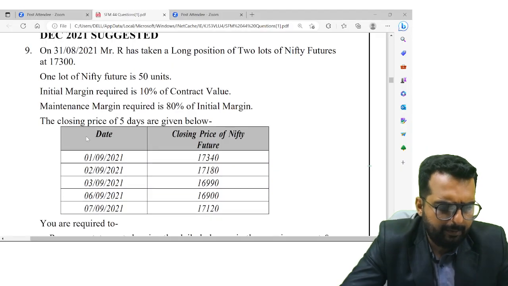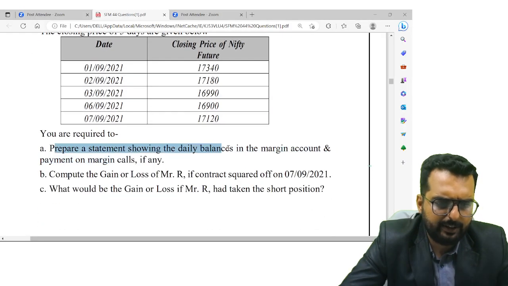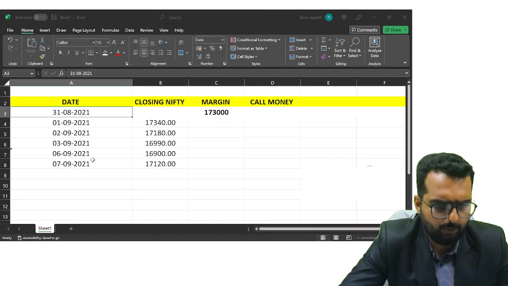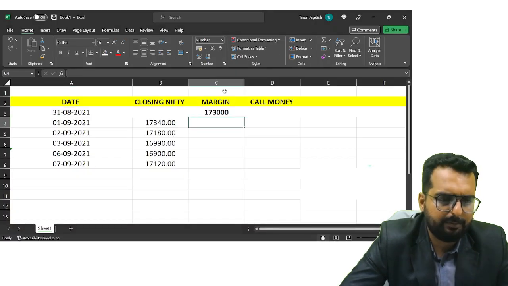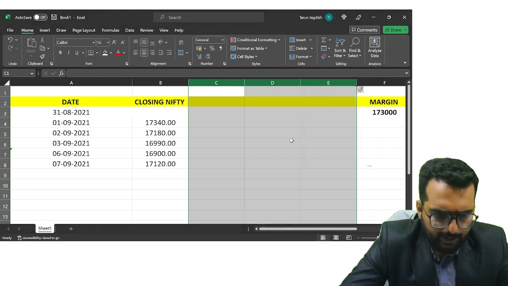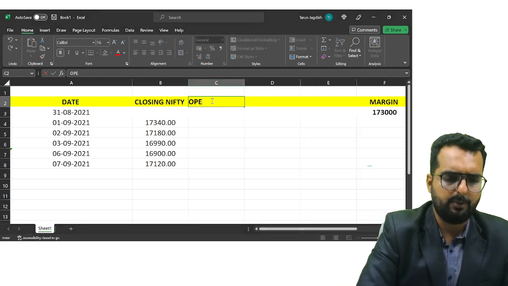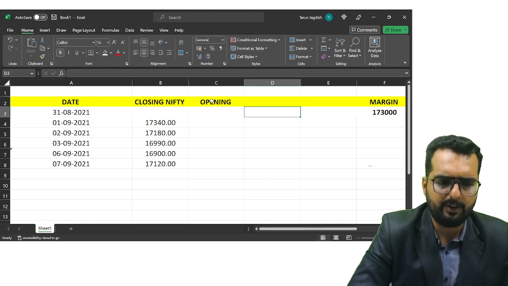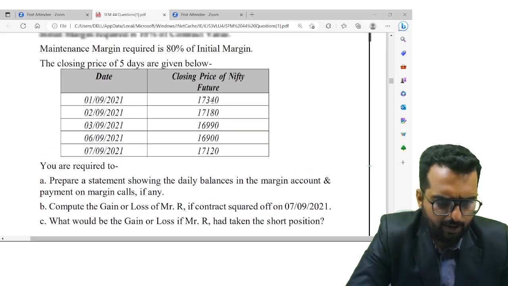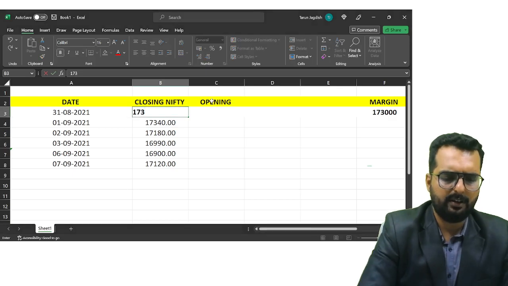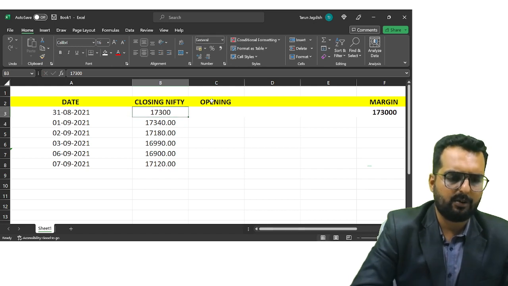I think the first requirement they are asking, prepare a statement showing the daily balances and payment or margin on calls, if any, is the first question. So shall we do it now together? Alright. Everyone interact with me. I'll just bring in a few more columns so it becomes more comprehensive. We have the closing Nifty value. I will put the opening value over here now. Alright. So now 31st 8 we don't have any closing value given in the question. Have they given? 17,300 is given. Correct? 17,300.